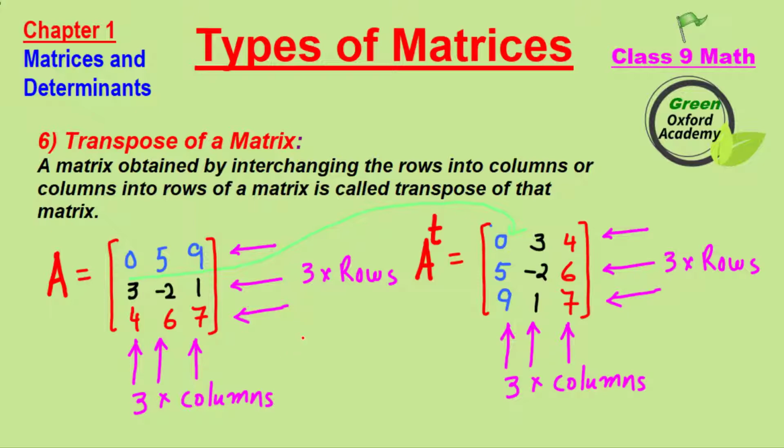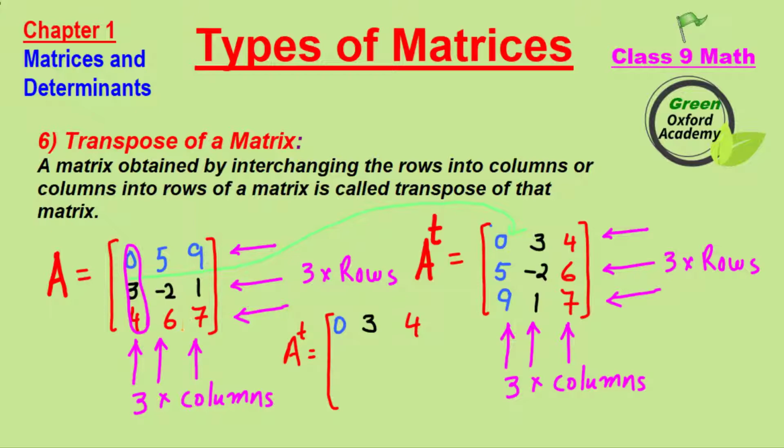Now let's find the transpose of a matrix by interchanging columns into rows. The first column of matrix A is 0, 3, and 4. Now I'm going to place the elements of the first column of matrix A into matrix AT to obtain the transpose. The elements of the first column are 0, 3, and 4, which I placed in the first row of the transpose matrix.